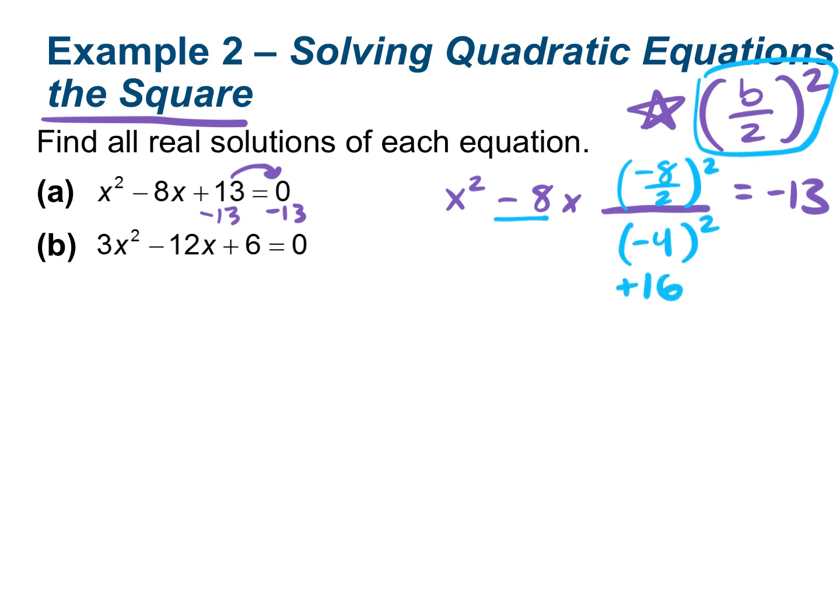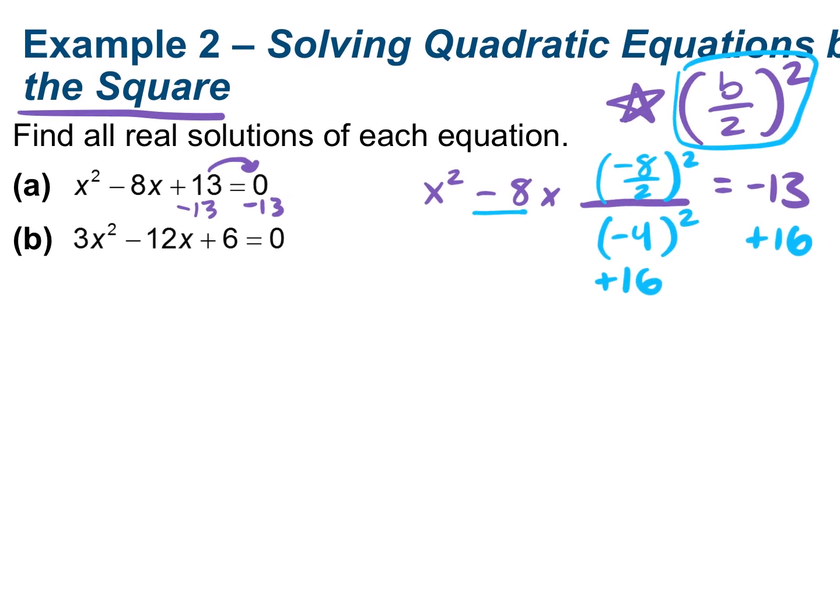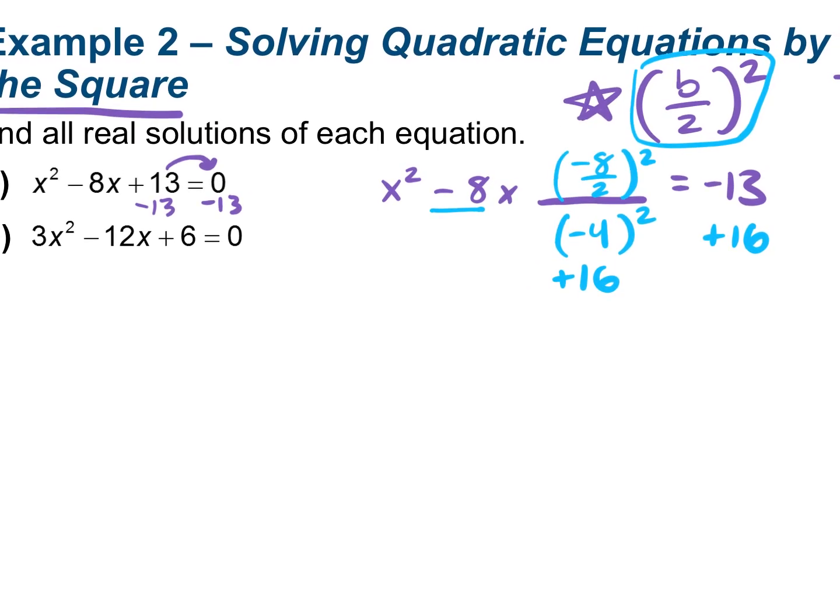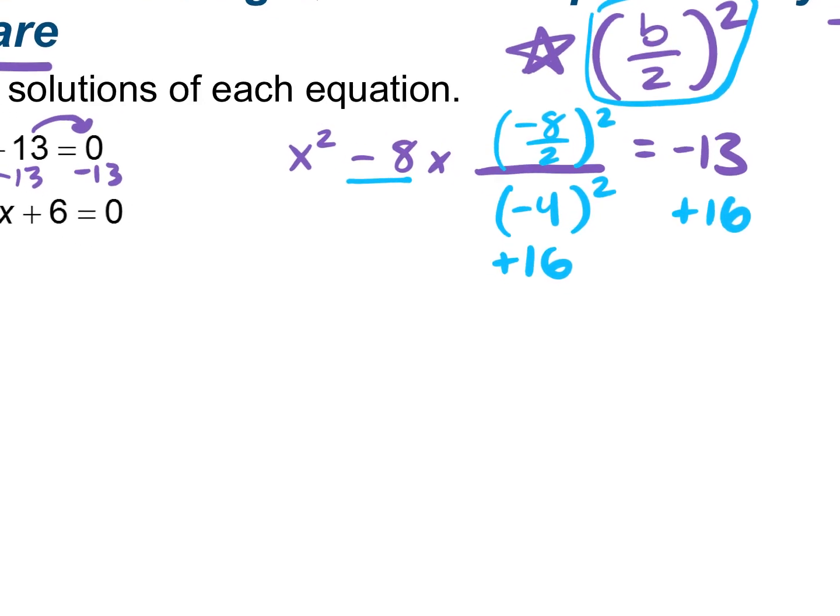Positive 16. So I just pulled this 16 out of nowhere and put it in my equation. So since we're adding 16 really out of nowhere, we have to make sure we add it to the other side to keep our equation balanced.